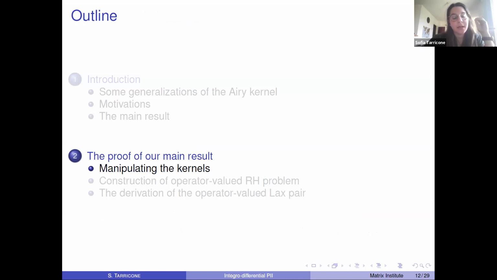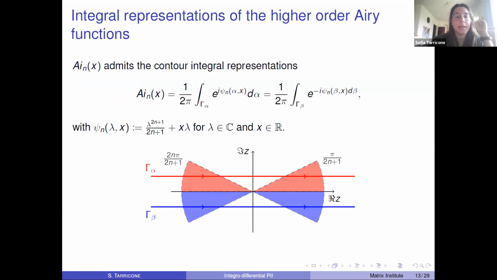The first part regards a manipulation that we have to do on our kernels. So I don't want to spend a lot of time on that because it's very technical, but the main ingredient to manipulate this finite temperature higher order Airy kernel is to use this property of the nth Airy function, that is the fact that it admits a contour-integral representation.